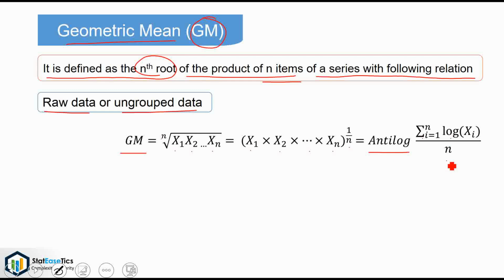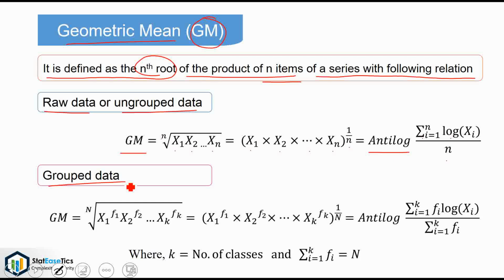And for grouped data, geometric mean is equal to capital Nth root of the product of x1 raised to f1, x2 raised to f2 up till xk raised to fk, which is equal to x1 raised to f1 into x2 raised to f2 into up till into xk raised to fk whole raised to 1 upon capital N. It can also be written as antilog of summation i equal to 1 up to k fi log xi divided by summation i equal to 1 up to k fi, where k is equal to number of classes and summation i equal to 1 up to k fi is equal to capital N, that is total number of observations.